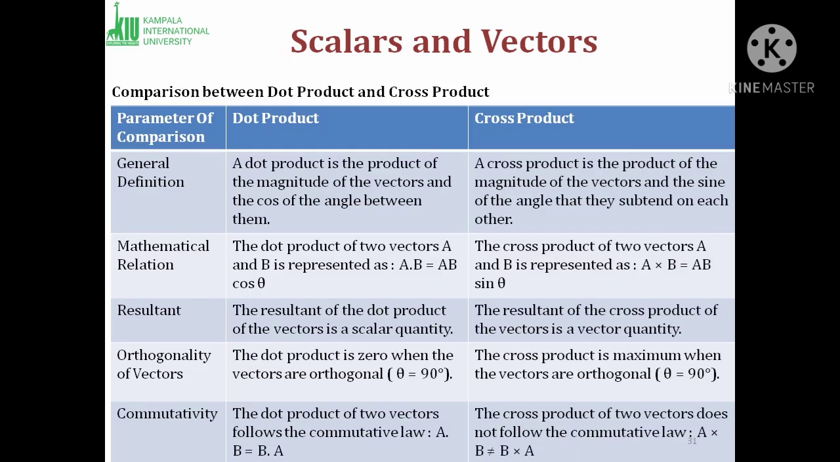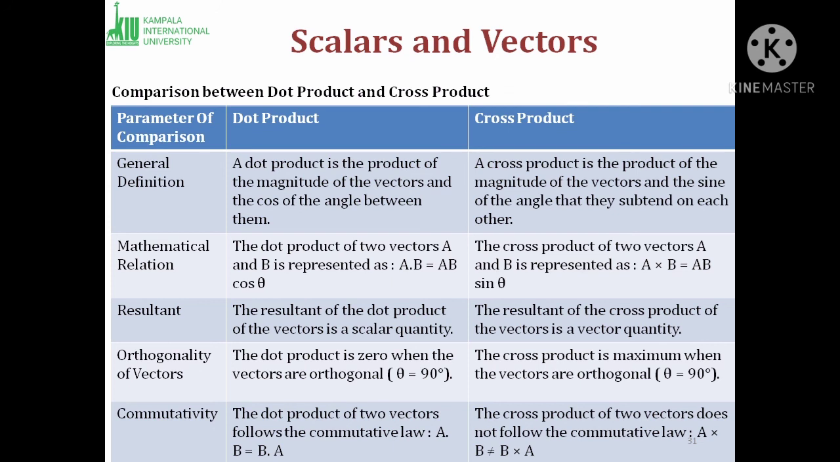Next one is a comparison table between dot product and cross product. First one is the general definition, that is, what is dot product and what is cross product. Second one is the mathematical relation, that is A dot B is equal to AB cos theta, and A cross B is equal to AB sin theta. Then the result, that is the dot product is a scalar quantity and the cross product is a vector quantity. Then orthogonality of vectors, that is the dot product is 0 when the vectors are orthogonal, and the cross product is maximum when the vectors are orthogonal.